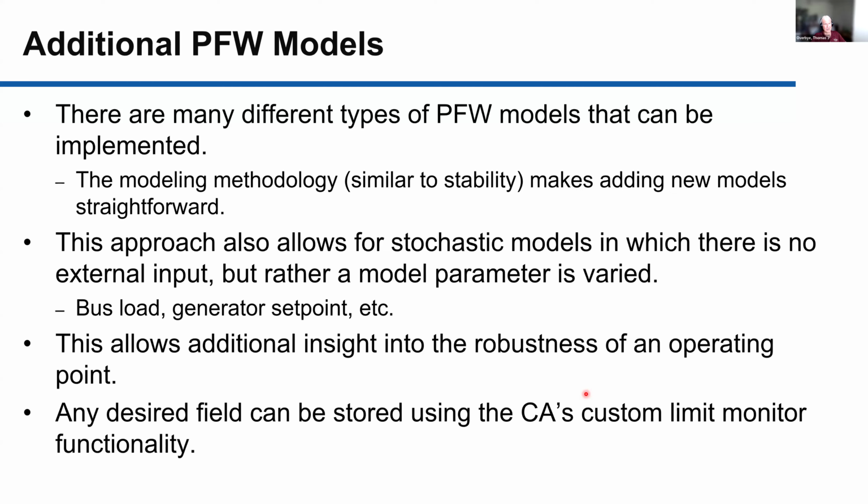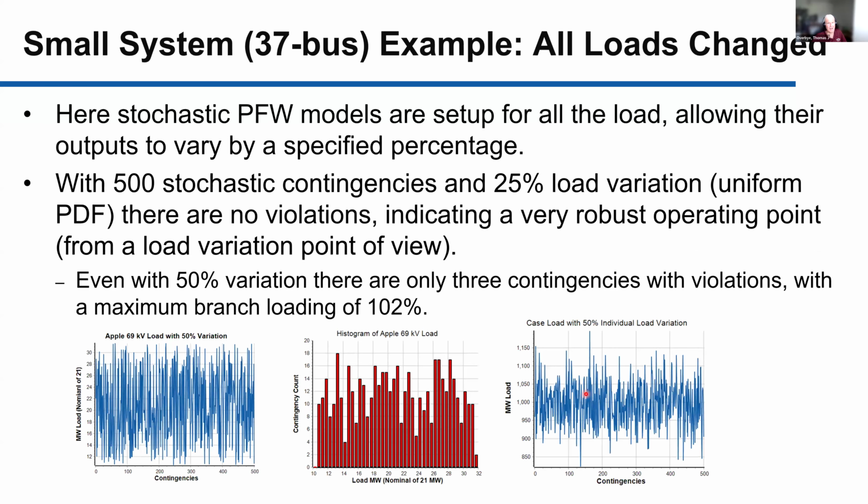And this goes back to the original concept of a stochastic power flow in which you're just varying some power system parameters, say the load at the bus. To test that out, I took the 37 bus case and I set up PFW models that just varied the load at a location and tested out how resilient the grid was to load variation. Originally, I changed the load by 25% plus minus.